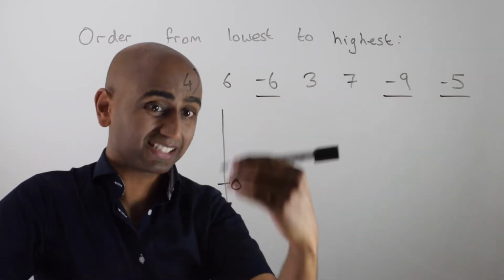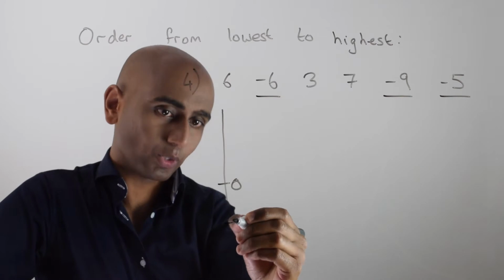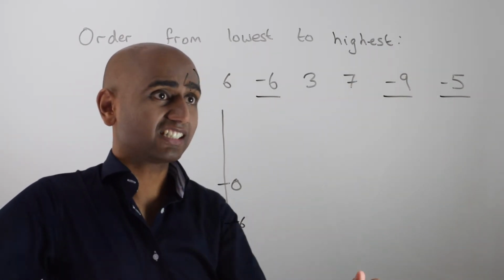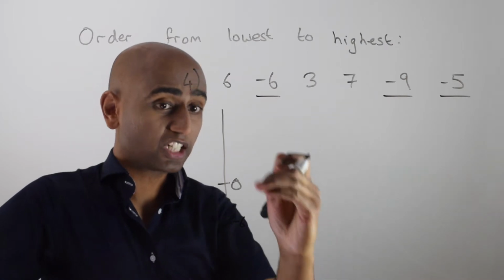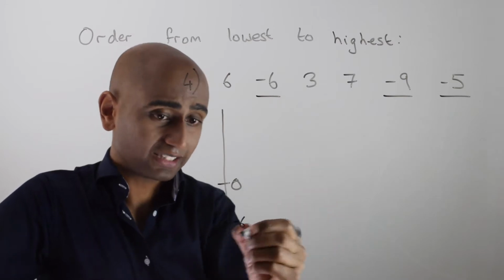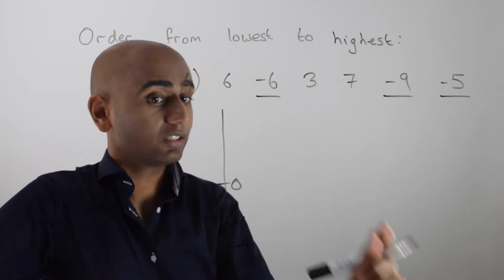Negative 6 is going to be 6 steps below 0, so it's going to be somewhere, let's say, there. Negative 9 is 9 steps below 0. Now, 9 steps is further down than 6 steps. So negative 9 is going to be below negative 6.